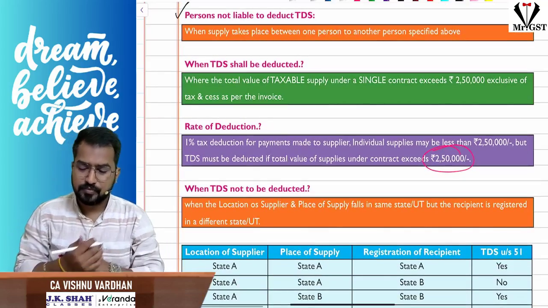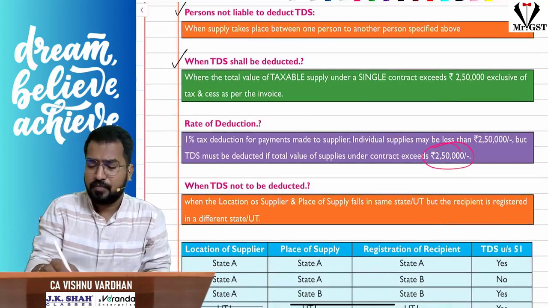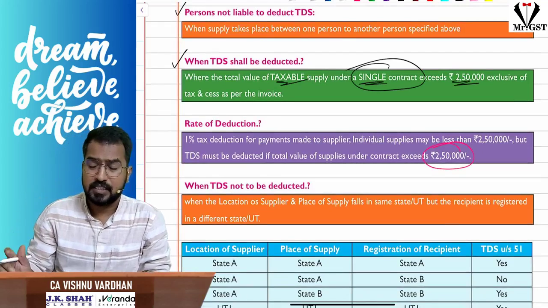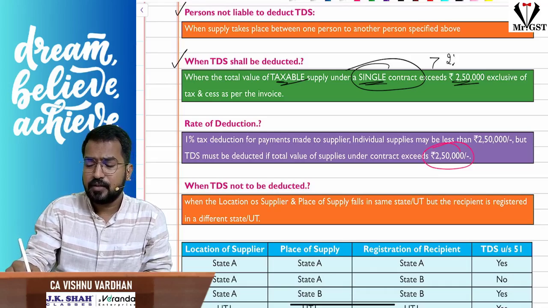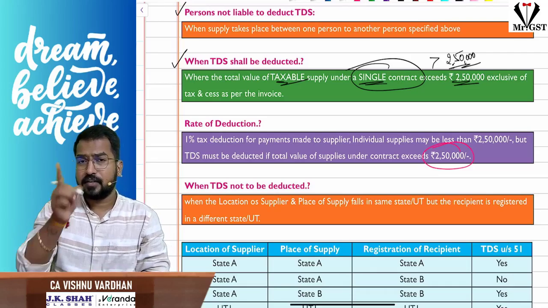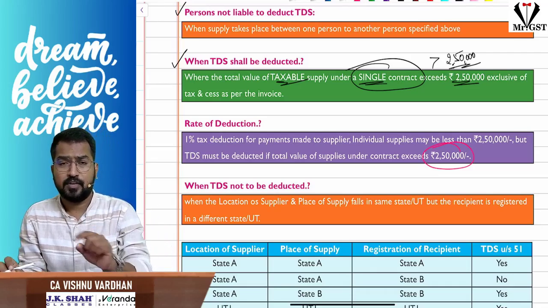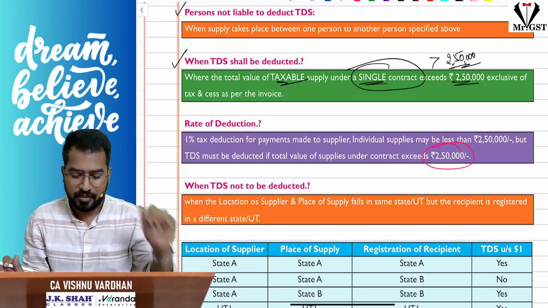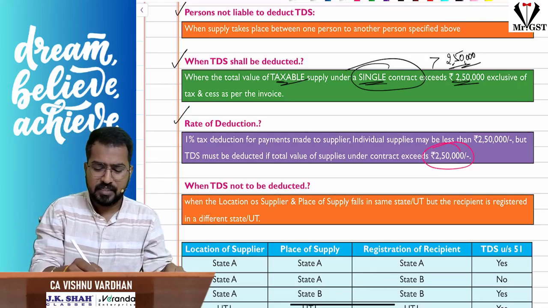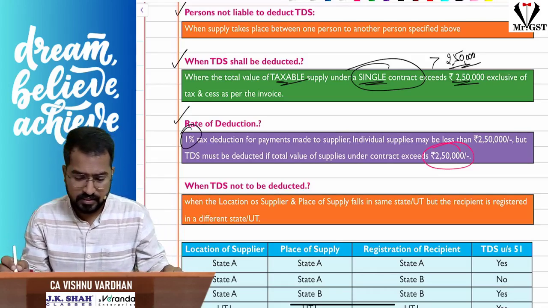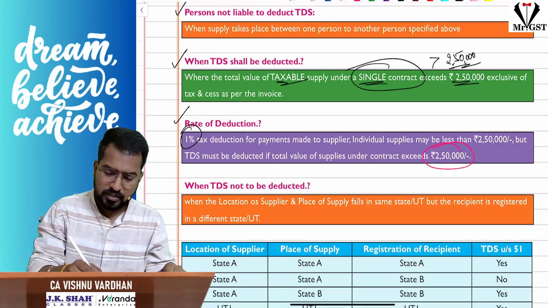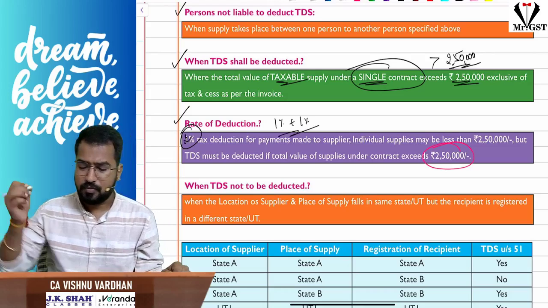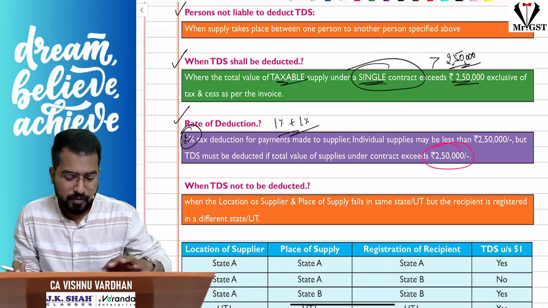Next, obviously we have discussed this. When TDS shall be applicable, the taxable supply under single contract, if it is exceeding 2,50,000, exceeding, that means it should be greater than 2,50,000, not greater than or equal to. Please remember that it is greater than 2,50,000, not greater than or equal to. That means even if it is equal to 2,50,000, TDS provisions are not applicable, right? And TDS rate we have discussed, sir. It is 1% CGST, 1% SGST, guys. So here just make a correction, it is 2%, that is 1% plus 1% will be the TDS rate. Clear? That is one thing.